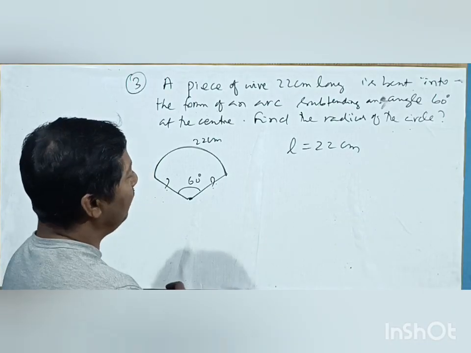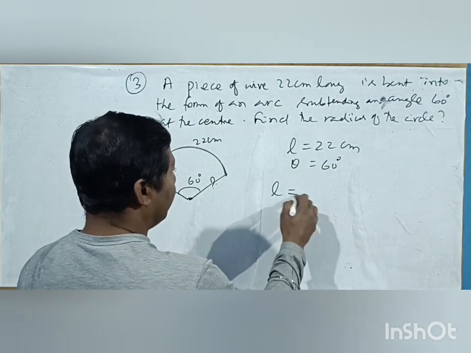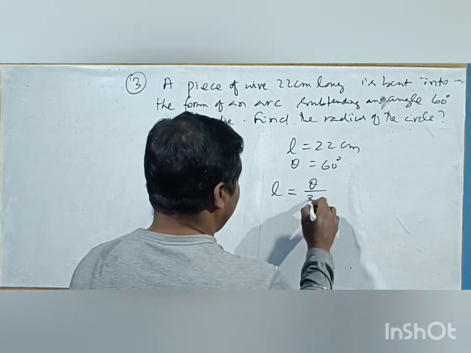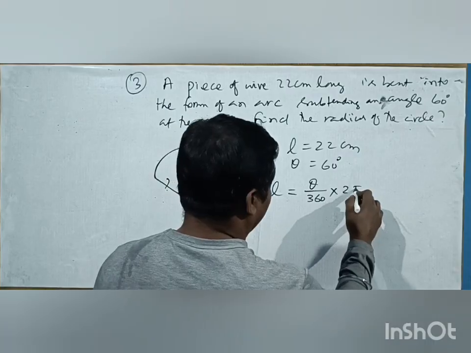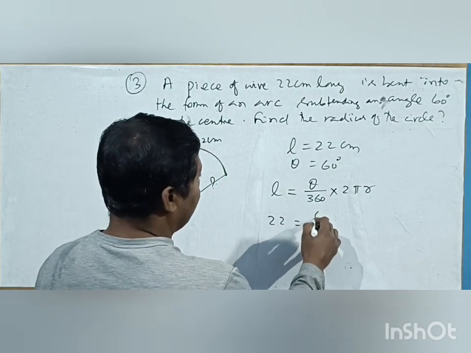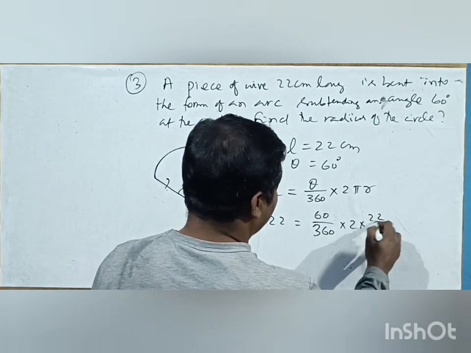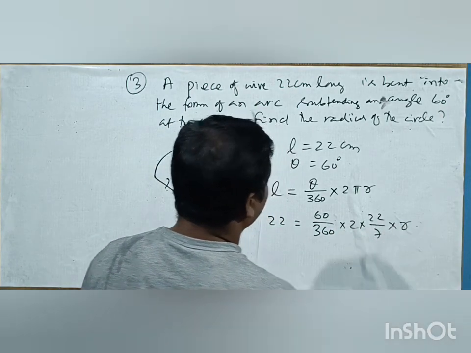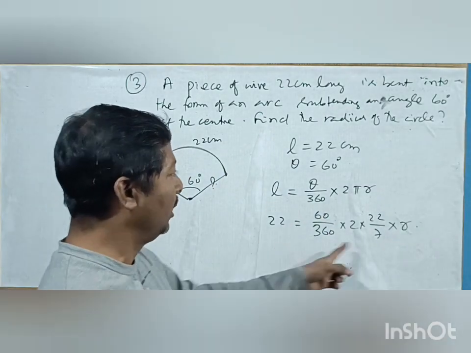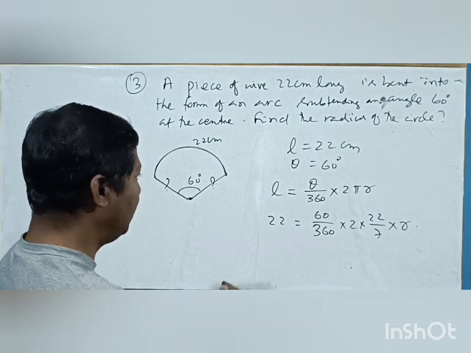So what is the formula for L? If theta is given, L equals theta by 360 into 2 pi r. L is given as 22, theta is given as 60, so 22 equals 60 by 360 into 2 into 22 by 7 into r. R is the radius, and the only unknown value is r here, so we can calculate it easily.